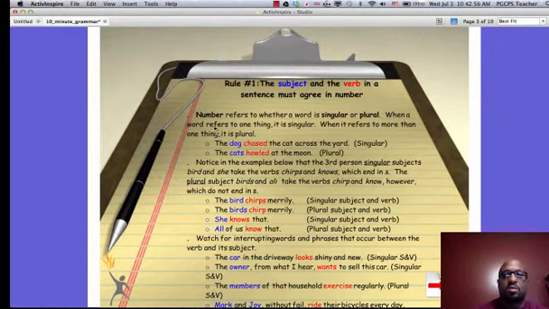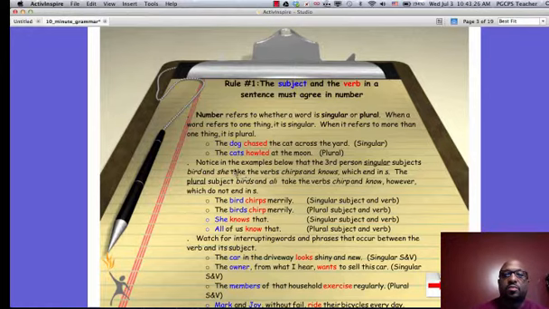So it says here, the number refers to whether a word is singular or plural. When a word refers to one thing it is singular, when it refers to more than one thing it is plural. So one example is the dog chased the cat across the yard. Notice here you have dog, which is singular, and chased, which is a singular verb. The cats howled at the moon. Cats is a plural subject, so you need a plural verb.